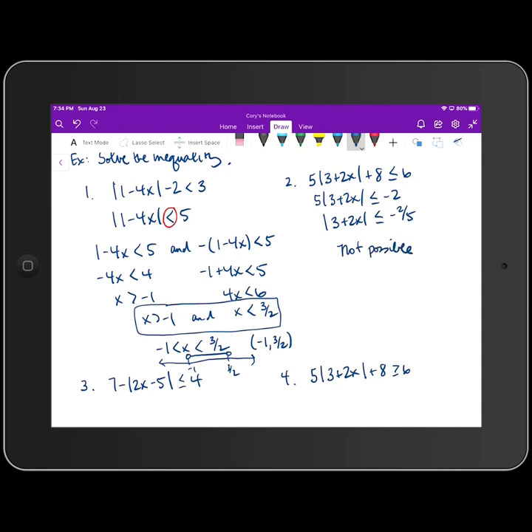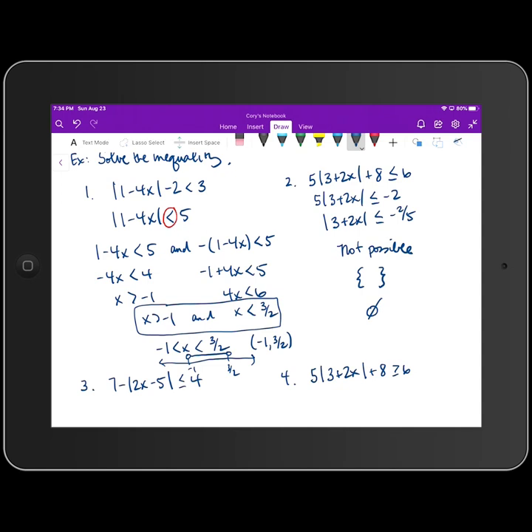You can write the solution one of two ways. You can write set braces and put nothing inside of it. Okay, that's the empty set, which means there is no solution to that inequality. Or you can write 0 with a slash through the number. That means that it has no solution.